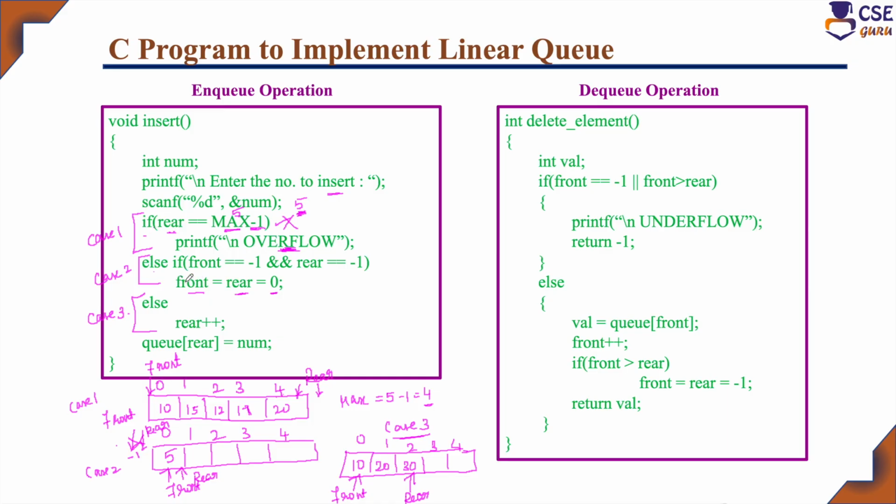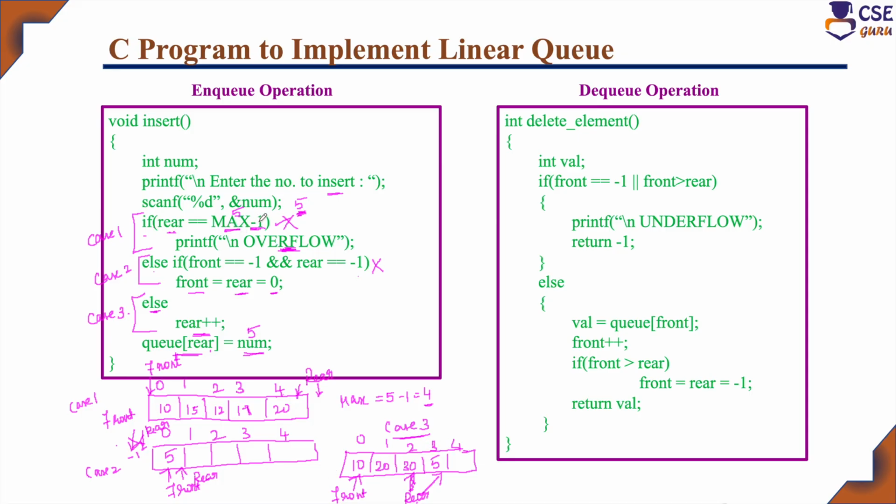Next, else if check front equal to minus 1 and rear equal to minus 1. No, this condition is also not true. Front is pointing to the 0th memory location, rear is pointing to the 2nd memory location. So this condition is also false. It will go to the else part and it will increment the rear position by 1, so the rear now will point to the 3rd memory location. And what is the number you want to place? Place it in queue of rear. 5, I will place it here. Now rear will point to the 3rd memory location. So this is case 3.